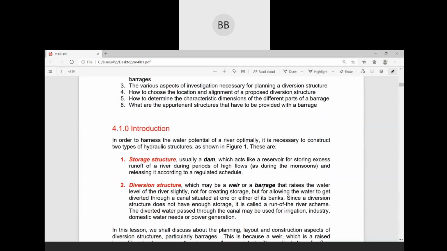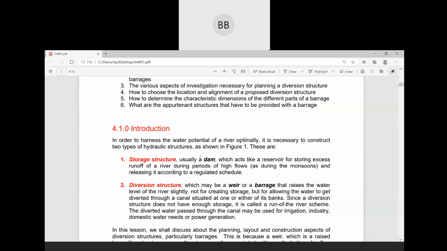But in case of a weir or barrage, we construct them in a river just to uplift or increase the height of the water level and then divert it through the canal system, for various purposes. It may be used for hydropower, it may be used for irrigation. So the main purpose of a weir or barrage is to create an obstruction to the flow of water in the river, and after that to divert the flow from that particular river for various purposes.